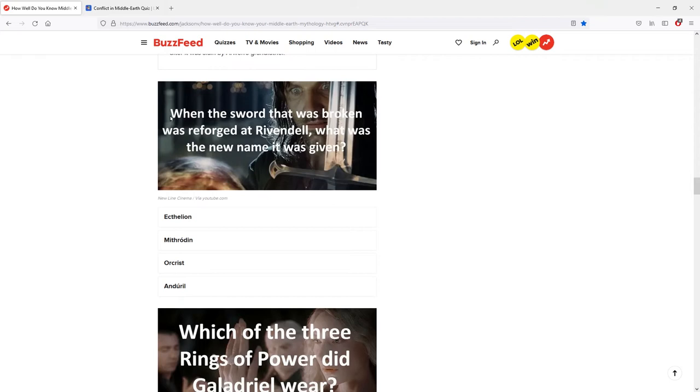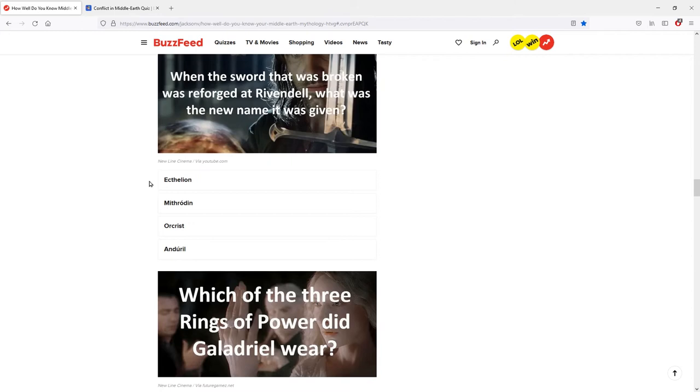When the sword that was broken was reforged at Rivendell, what was the new name it was given? Well, luckily for us, I already looked that up on the internet. I already knew it, but Ecthelion, now that's an older prince. Mithridin, Orcrist, or Anduril. Mithridin sounds familiar, but I don't remember what it was, and it's Anduril.